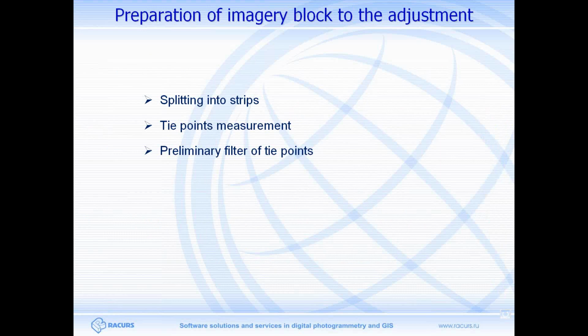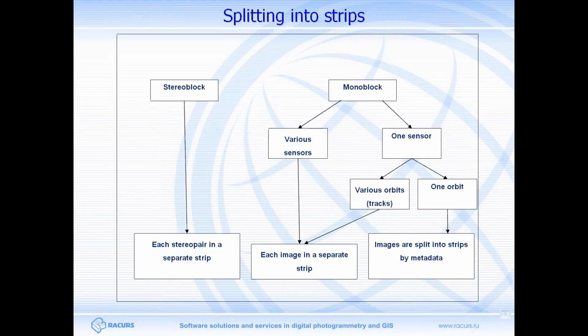Now, the steps of satellite imagery processing. We have to split our images into strips. We have to measure tie points, and of course we have to filter some blunders, some errors in our measurements.